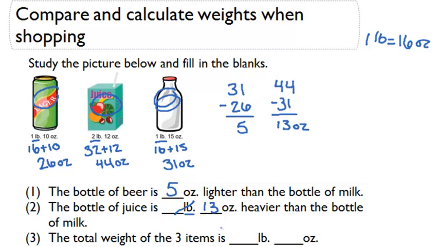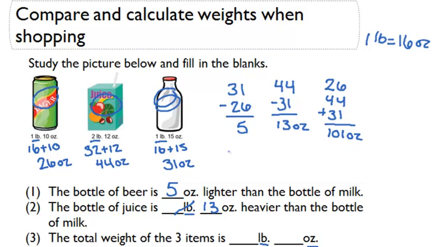Now our third question asks us to find the total weight of the 3 items. This time we're going to have to add. So let's add 26 plus 44 plus 31. If we add these all together, we're going to find that we have 101 total ounces. Now, again, we want our answer in pounds and ounces, so we're going to have to figure out how many pounds there are in 101 ounces.